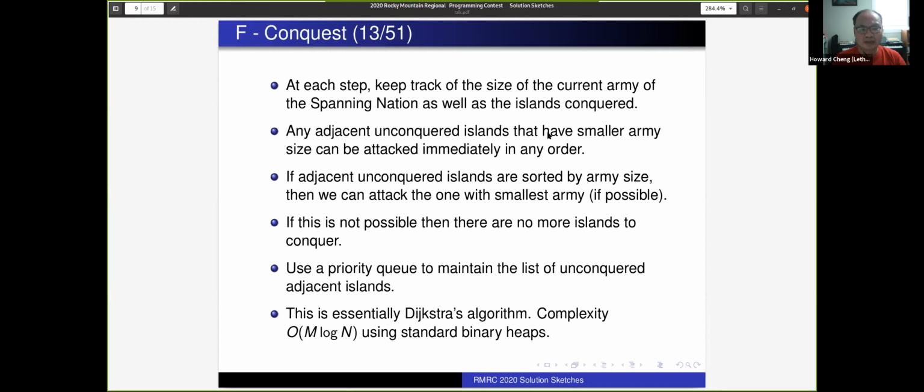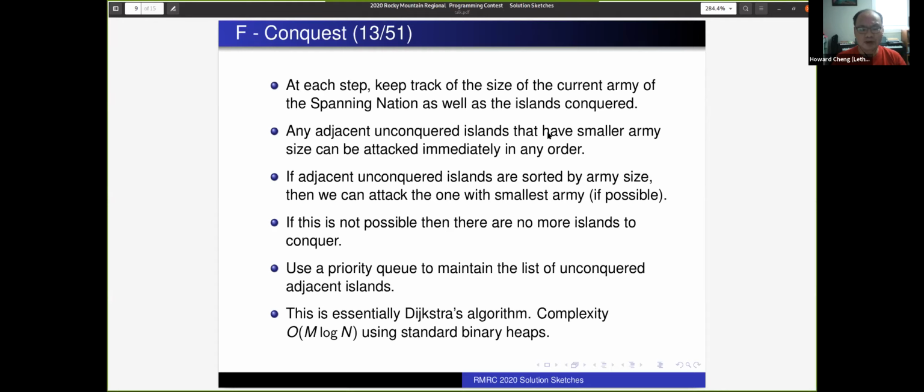And if you are familiar with standard algorithms on graphs, this is actually very much like Dijkstra's algorithm, right? In Dijkstra's algorithm, you maintain a list of reachable adjacent nodes that are adjacent to, I guess, nodes that you have processed so far.